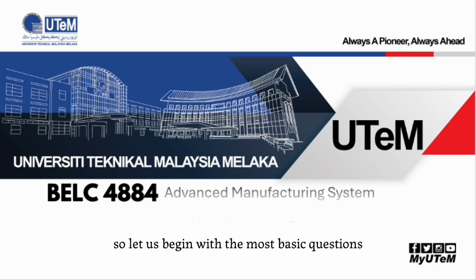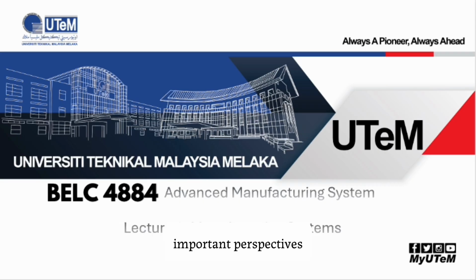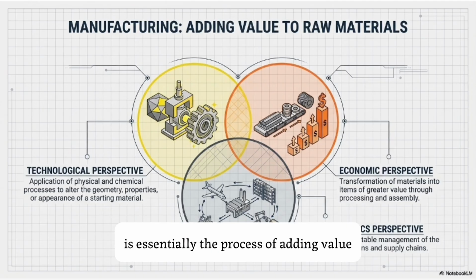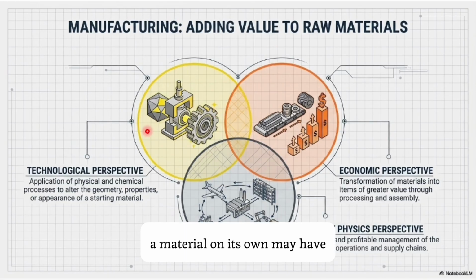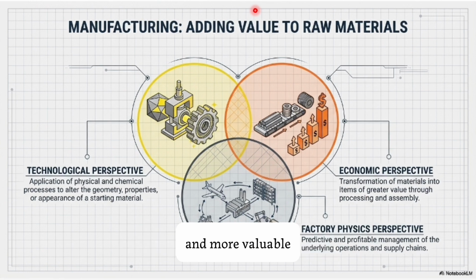So let us begin with the most basic question. What is manufacturing? To answer that, the next slide looks at manufacturing from several important perspectives. Manufacturing is essentially the process of adding value to raw materials. A material on its own may have limited usefulness or low value, but after it is processed, shaped, assembled, or finished, it becomes a product that is more useful and more valuable.